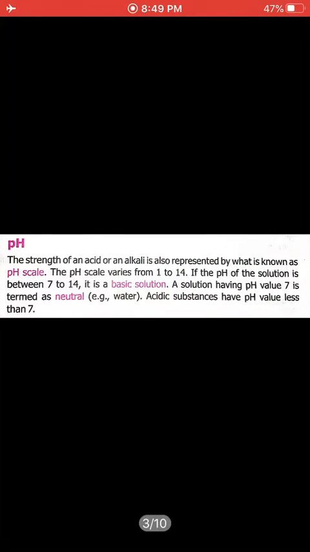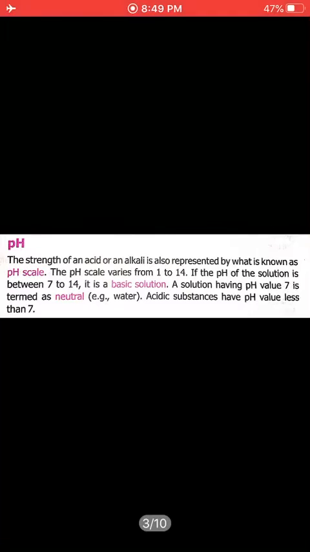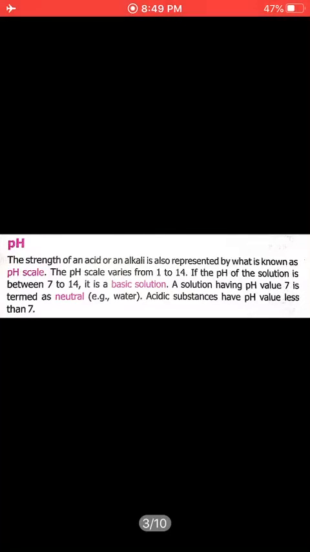Now, coming to how we check acids and bases. How will we check? There is a pH scale, through which we understand how acidic or how basic a substance is, meaning how much strength as an acid or as a base a compound has. That is known as pH. pH full form is power of hydrogen, meaning the strength of an acid or base.